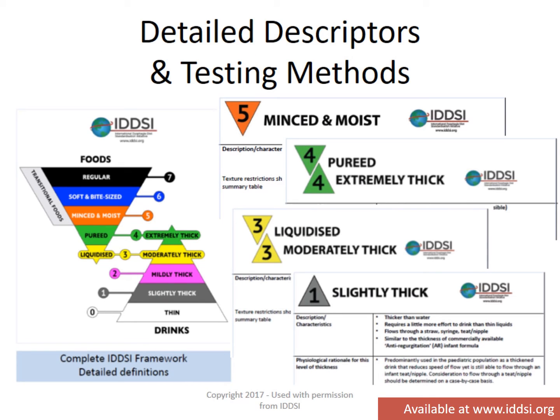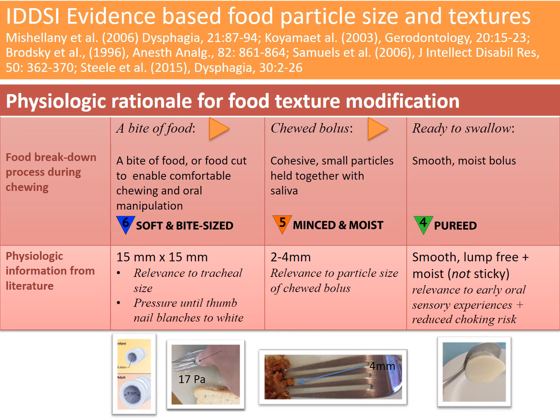All of these descriptors are available on the website, idsi.org, and you can see each description starts with the physiological rationale for this type of thickness. We looked at classifying physiology first and then matching a texture to that. Here's some further details, and we're looking at the process of breaking down food during chewing. So starting with our level 6, which we're calling soft and bite size, we're defining soft by applying a constant pressure to it and assessing the level of breakdown of the food.